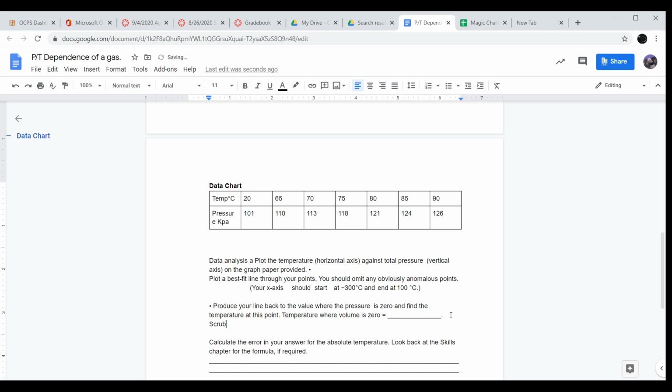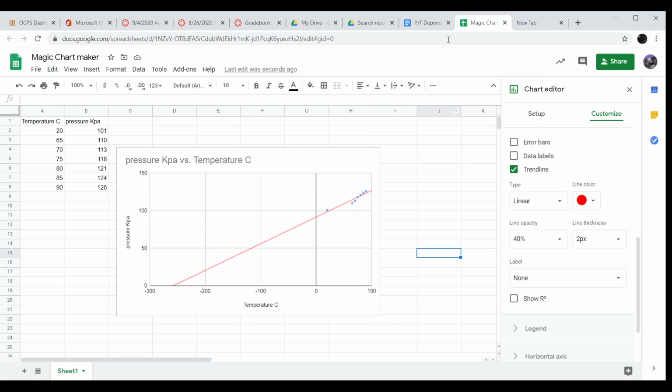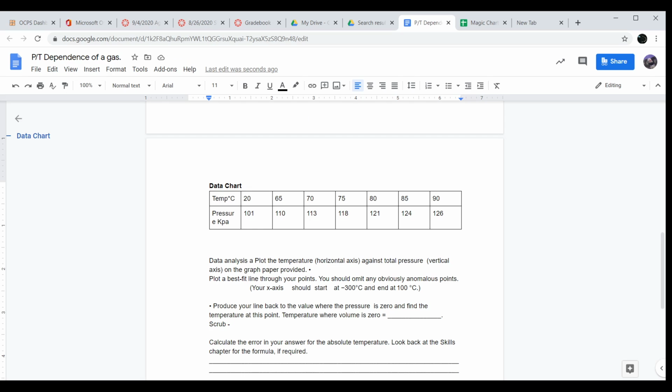We're going to have two kinds of answers here. First of all, we're going to have the scrub answer. The scrub answer is the person who says, let's take a look at this, and that's about negative 260. That's the scrub answer, just saying it's close enough, we don't need to measure it.